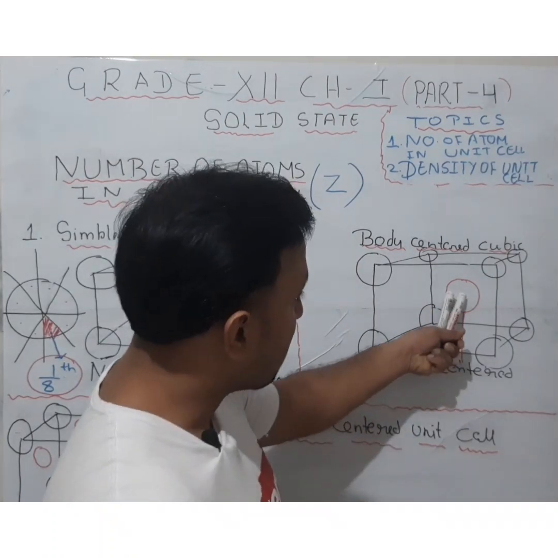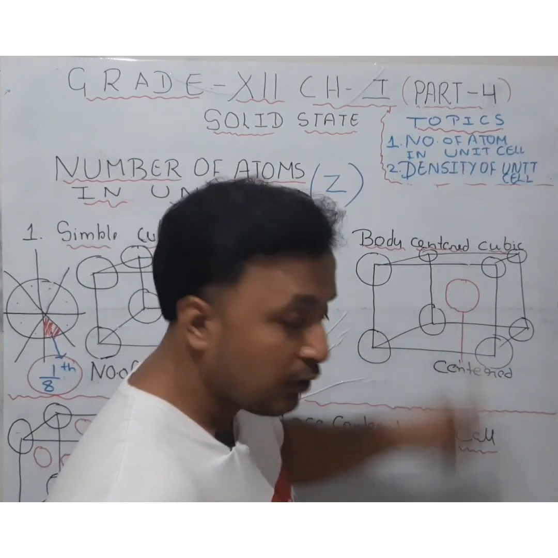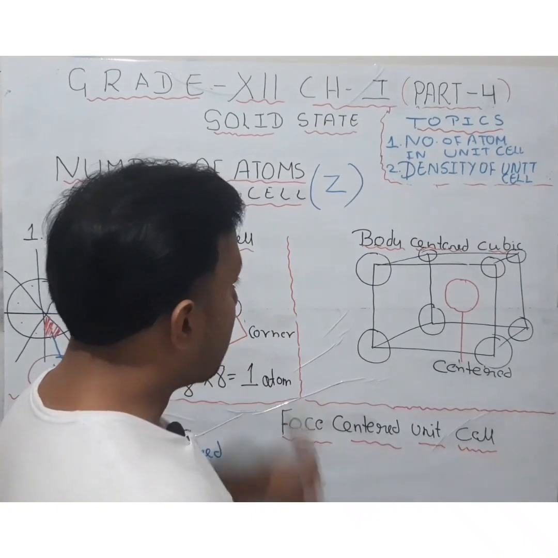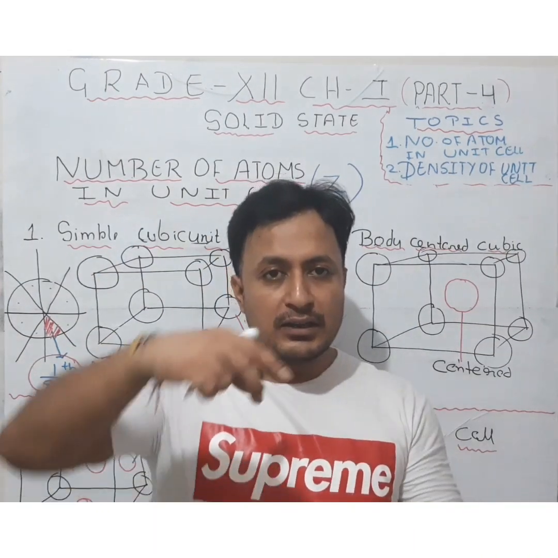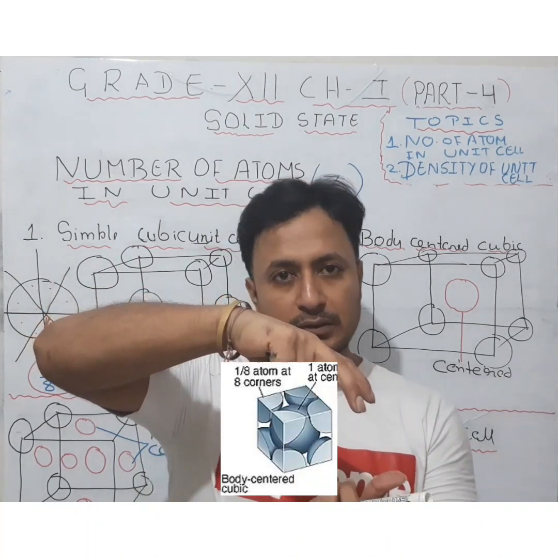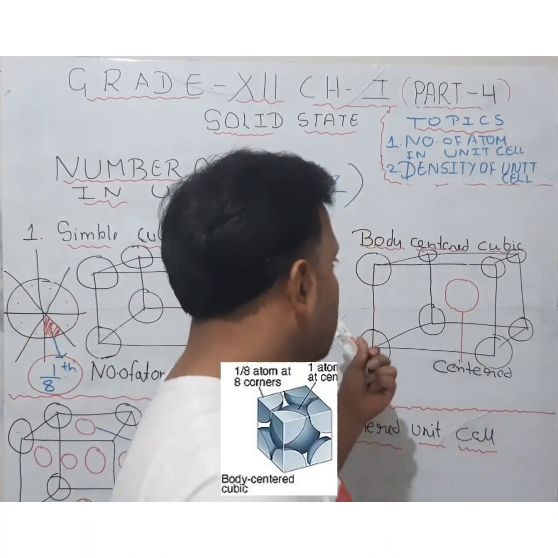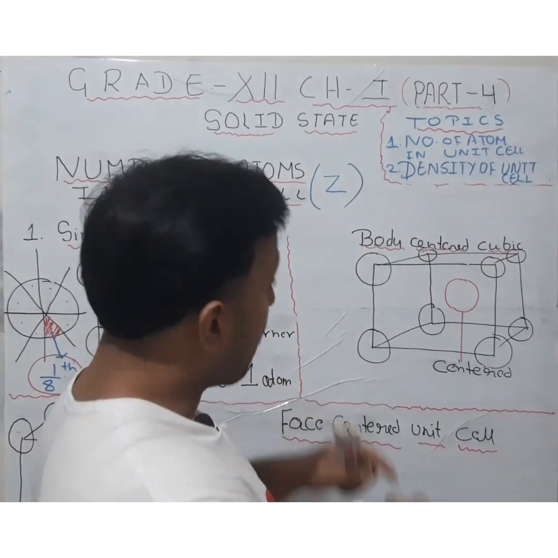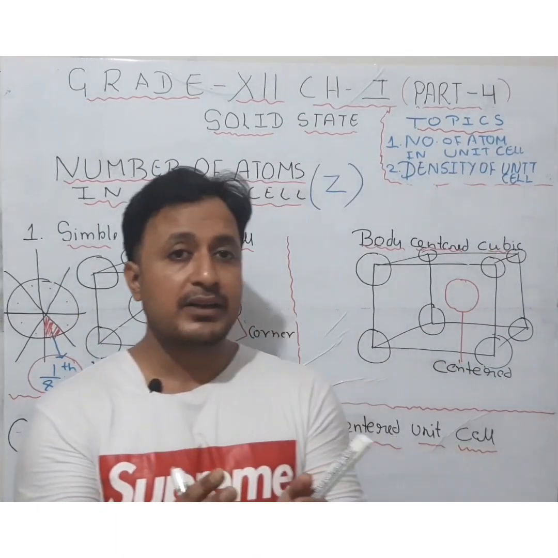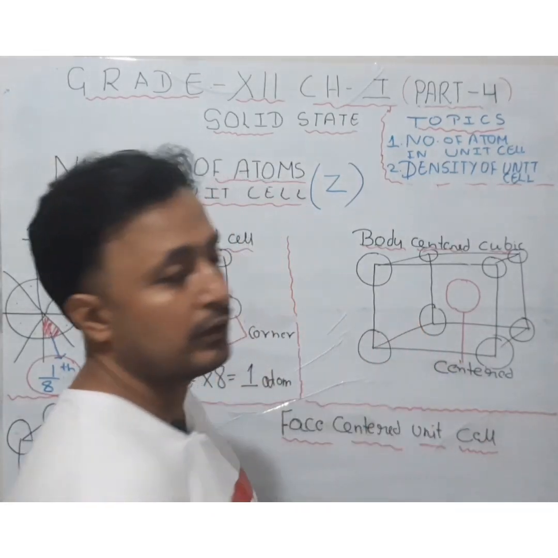As you can see, this particle is present in the center of the unit cell. Now if a particle is present in the center of a unit cell, it means like a room is there, and in the room in the center a ball is present, a spherical ball, because we are considering all the constituent particles as spheres. So it means that the whole of that constituent particle belongs to that unit cell only.